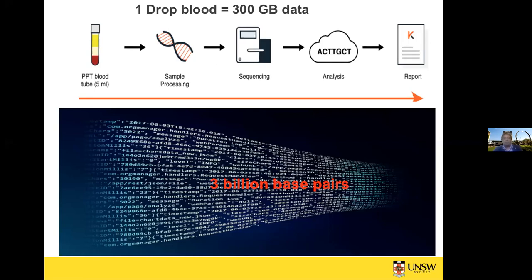So from one drop of blood, it is making 30 GB of data, and we know that the human genome, human DNA, is 3 billion base pairs, like 3 billion bits, each one A, T, C, G, A, like 3 billion. So it is not easy for a clinician or doctor, or even anybody, to understand from this sequence pattern.